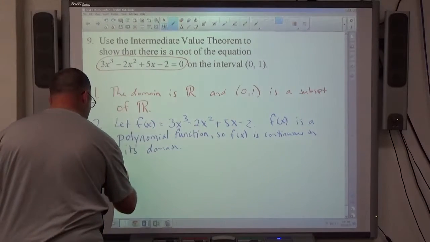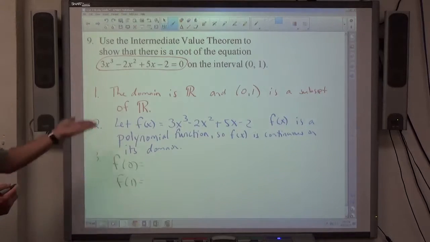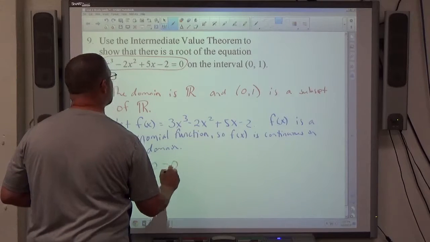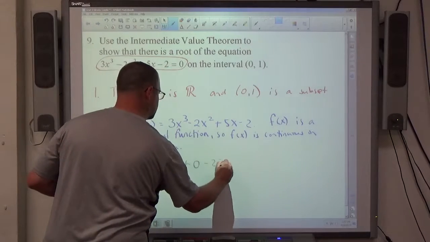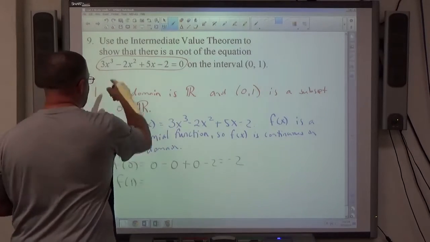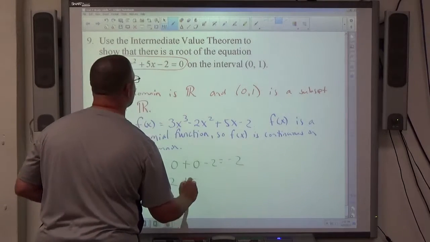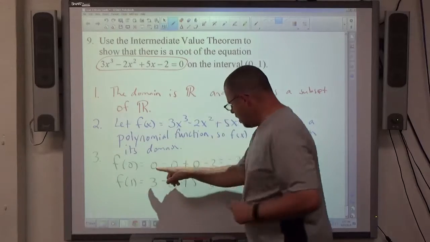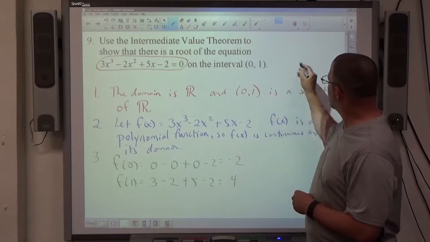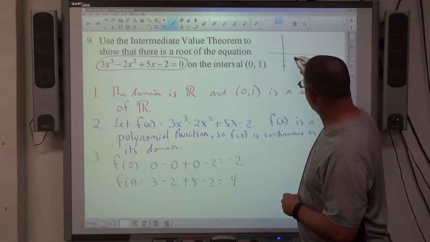So I'm going to do f of 0 equals something, f of 1 equals something. All I got to do to evaluate f of 0 is change all the x's into zeros. So I'm going to get 3 times 0 minus 2 times 0 plus 5 times 0 minus 2. So f of 0 equals -2, a negative result. f of 1 would be 3 times 1, which is 3, minus 2 times 1, which is 2, plus 5 times 1, which is 5, minus 2. 3 plus 5 is 8, minus 2 is 4. Okay, so f of 0 is -2, so imagine if we were graphing 0, -2, and I've got 1, +4.